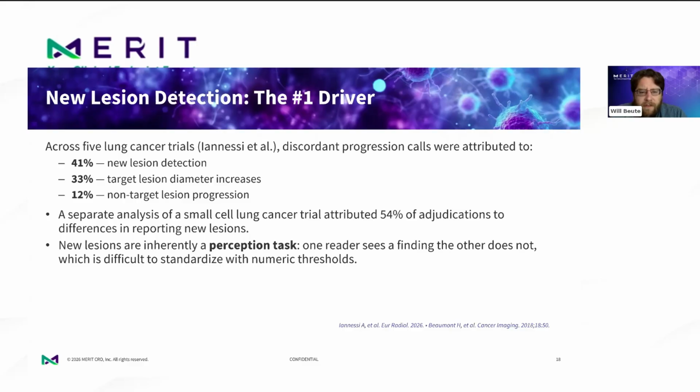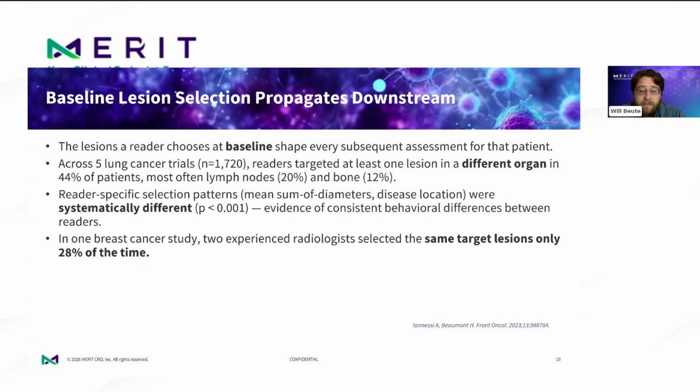So why is this so difficult? It's mostly because new lesion detection is fundamentally a perception task. It comes down to whether one reader sees a finding that the other simply does not. And unlike a measurement, which we can govern with a numeric threshold, perception is very difficult to standardize with a rule. You can't really write a percentage cutoff for "did you notice this?" And that's a big reason why this category resists the usual standardization tools and why it remains such a persistent source of disagreement.